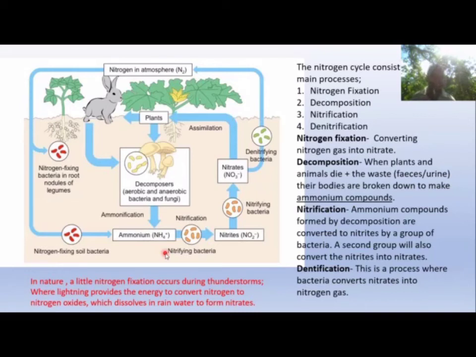Now, in nature, a little nitrogen fixing occurs during thunderstorms, where lightning provides energy to convert nitrogen to nitrogen oxides, which dissolve in the rainwater and form nitrates, right? So a little bit of nitrogen fixation occurs through lightning, where the lightning provides the energy to convert the nitrogen gas into nitrogen oxide, and the nitrogen oxide dissolves in the rainwater. In the soil, once it dissolves in the rainwater, it forms nitrates. In the soil, plants absorb those nitrates as well. So we understand the nitrogen cycle.